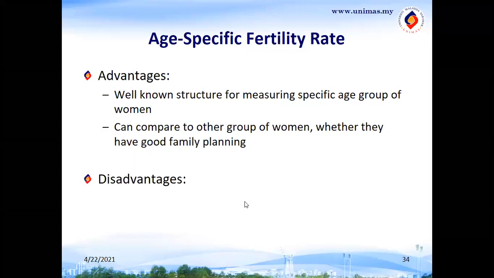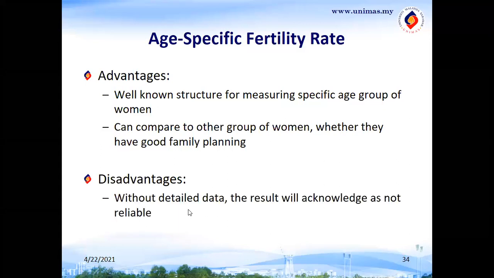Okay, disadvantages of the age-specific fertility rate. Number one, you require more complex data. You must have access to detailed data. Without the detailed data, the result will be acknowledged as not reliable. If there is no detailed data, it's not possible. It's a bit more difficult for us to do the calculation. And it definitely takes a lot of time compared to the other two just now.